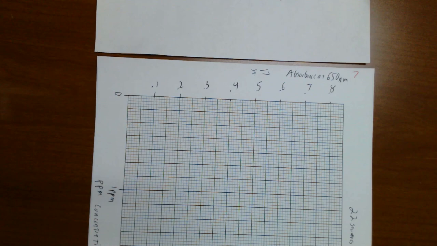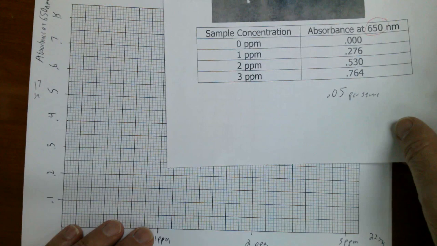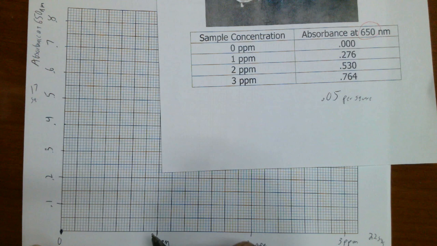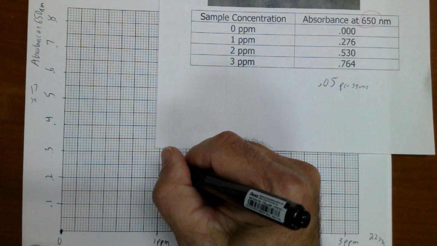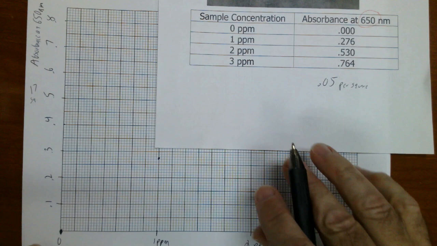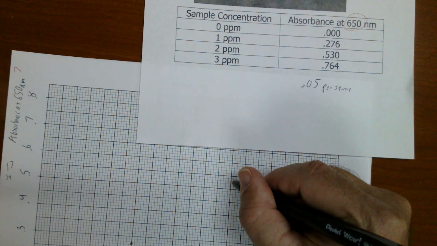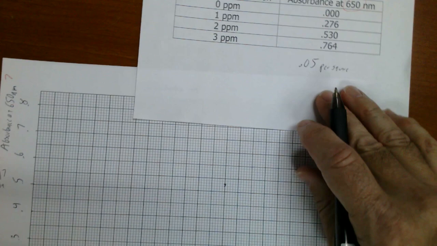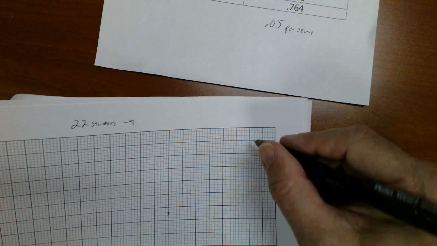All right, so now we have to plot the points. This is our data right here. We're going to start at the origin, and then the 1 ppm sample has an absorbance of 0.276. So 0.276 is right here. The 2 ppm sample has an absorbance of about 0.53. So let's do that. And then the last one, the 3 ppm sample, has an absorbance of 0.764. Let's graph that point as well. So 0.764 would be right around here.